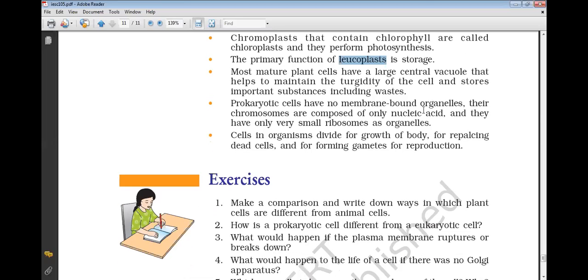Prokaryotic cells have no membrane-bound organelles, and the chromosome is only nucleic acid. They have only very small ribosomes as organelles. And cells in organisms divide by two methods. For replacing dead cells, it is mitotic division. For forming gametes, it is meiotic division. So this was all about chapter 5 of science.